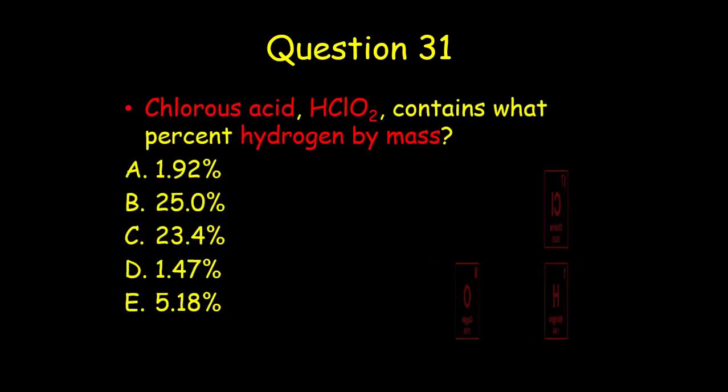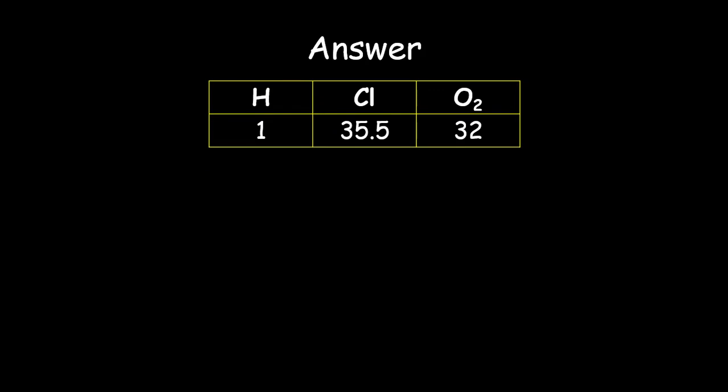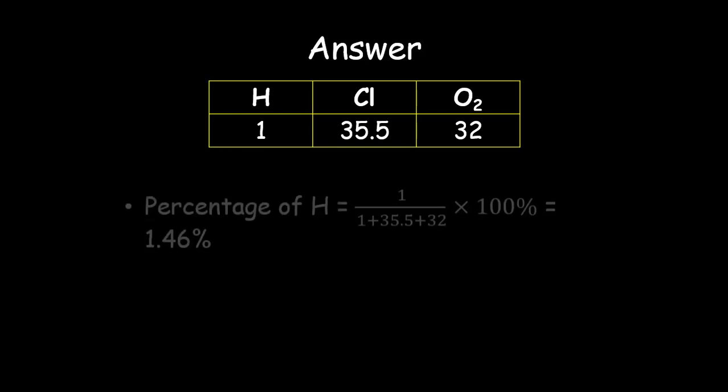Question 31. Chlorous acid HClO2 contains what percent hydrogen by mass? 1.92, 25%, 23.4%, 1.47%, 5.18%. So first we need to see a ratio between these elements, 1, 35.5 and 32.